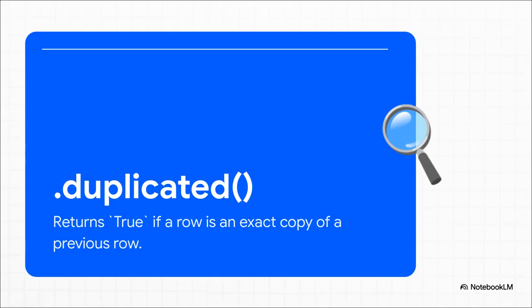So first on our hit list, duplicates. Your best friend here is the .duplicated method. Think of it like a little detective that goes through your data row by row. It flags any row that is a perfect copy of a row that came before it, and that "before it" part is really important. Once your detective finds them, a simple .drop_duplicates gets rid of them for good.